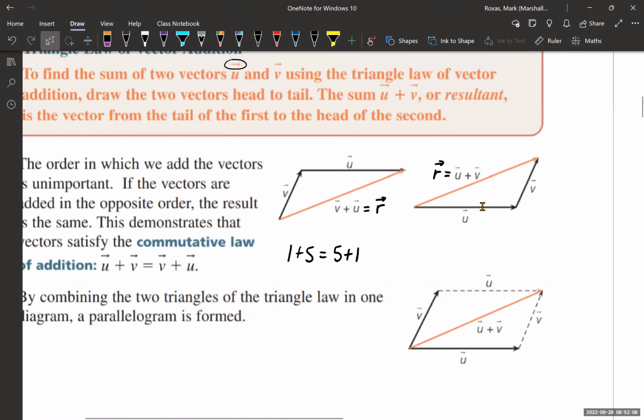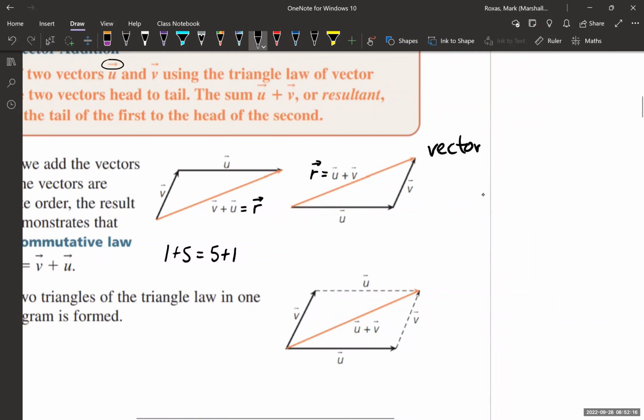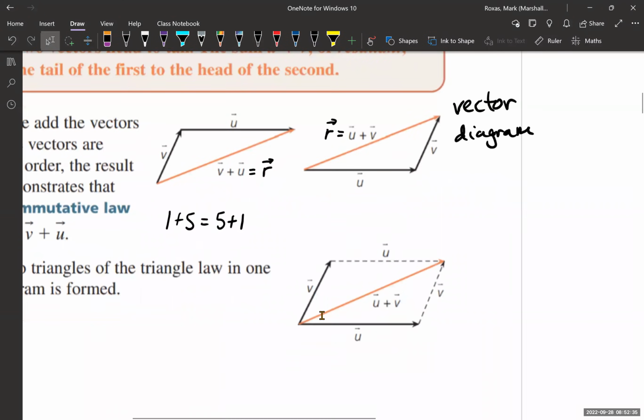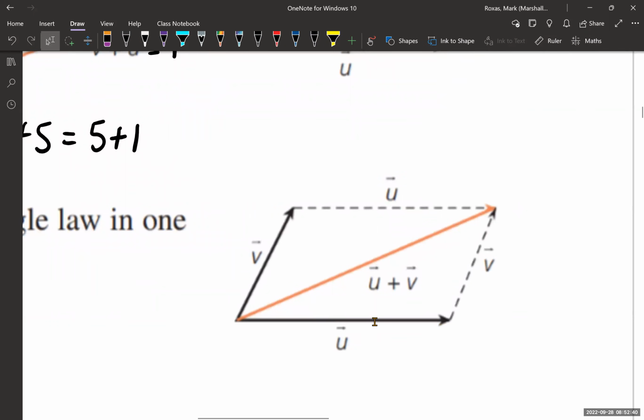And then if I combine these two triangles that are created from these two vector diagrams, we call this a vector diagram. If I can combine those two triangles, I can create this diagram that I have here at the bottom called a parallelogram, which is a different way of adding two vectors. Instead of doing the way I was just showing you, I could also take vectors U and V and place them tail to tail. So again, the tails of each vector are connected.